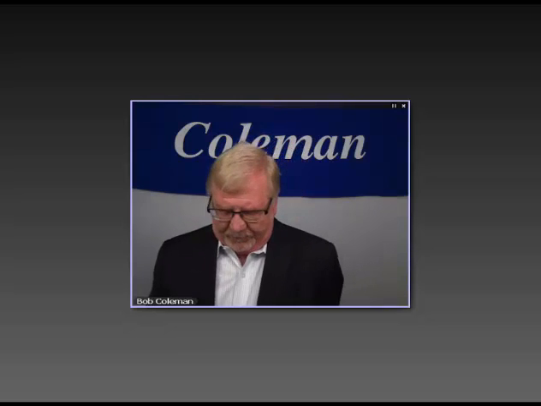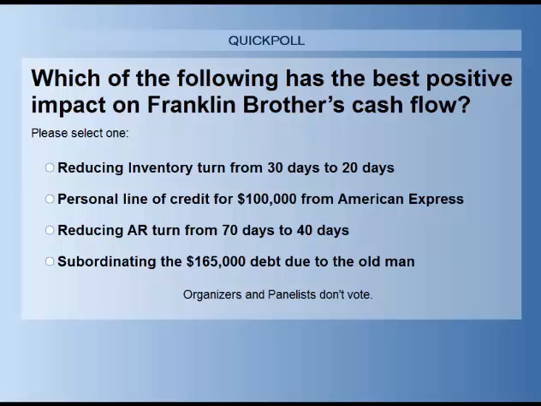Poll question number 4. Which of the following has the best positive impact on Franklin Brothers cash flow? I give you 4 choices. We want to reduce inventory turn from 30 to 20 days. Michael Franklin got a line of credit from American Express of $100,000 he can use with whatever he wants. We're going to reduce that AR turn from 70 to 40 days, and we have that $165,000 note to the old man that we're going to subordinate.